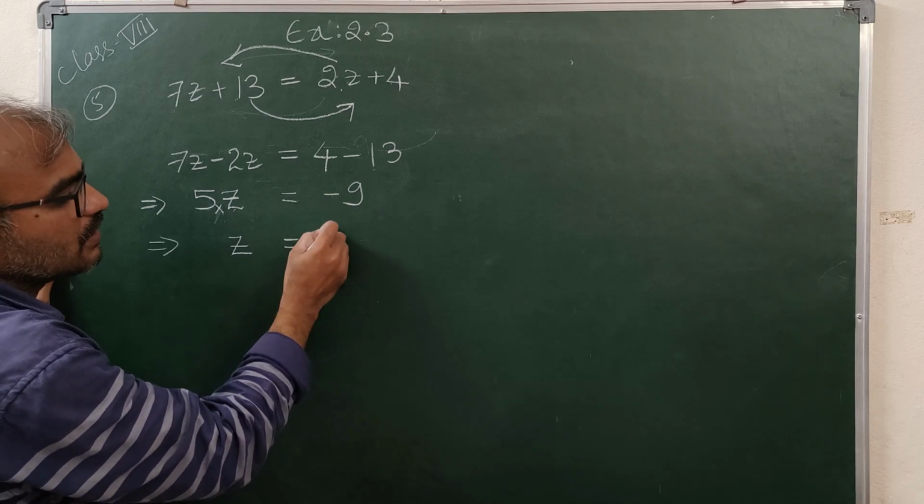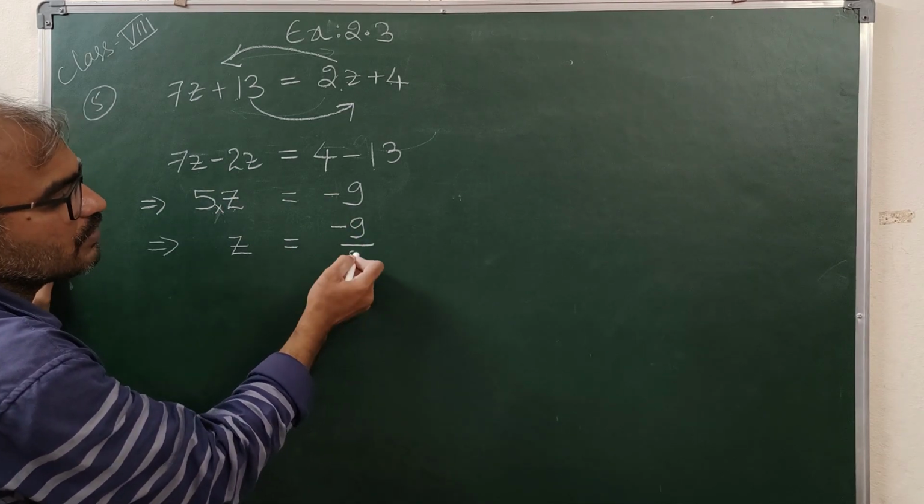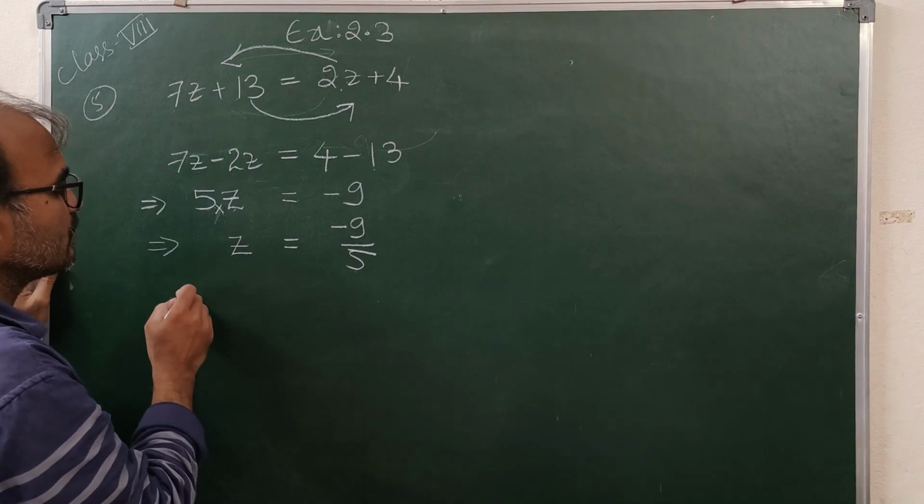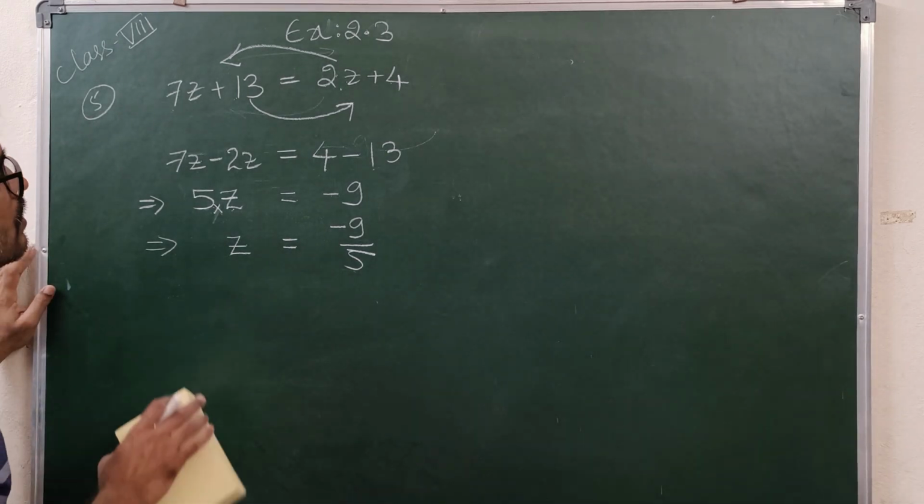So on the other side you write as it is, minus 9. It is in multiplication, so on the other side it will become division. It was on the left side, it is on the right side now. It will become 5. Therefore z is equal to minus 9 by 5. Right?